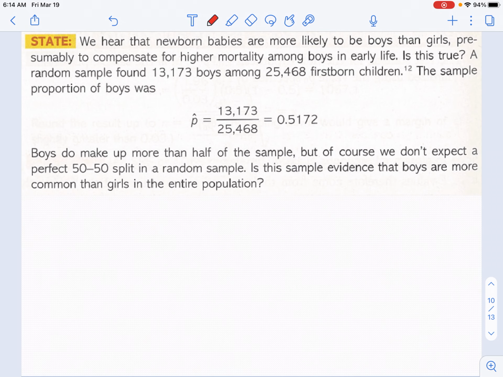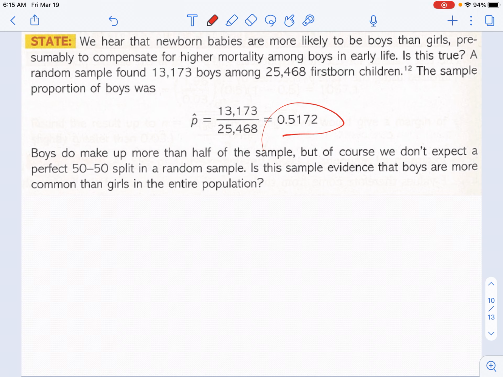So an example here says that we talked about this in our probability unit. Newborn babies are more likely to be boys than girls, presumably to compensate for higher mortality among boys in early life. We want to test if this is actually true, and so we found a random sample, 13,173 boys among 25,468 firstborn children. So we'll make a ratio. There is our p hat proportion. We see it is a little bit over 50%, 0.5172, almost 52% male.